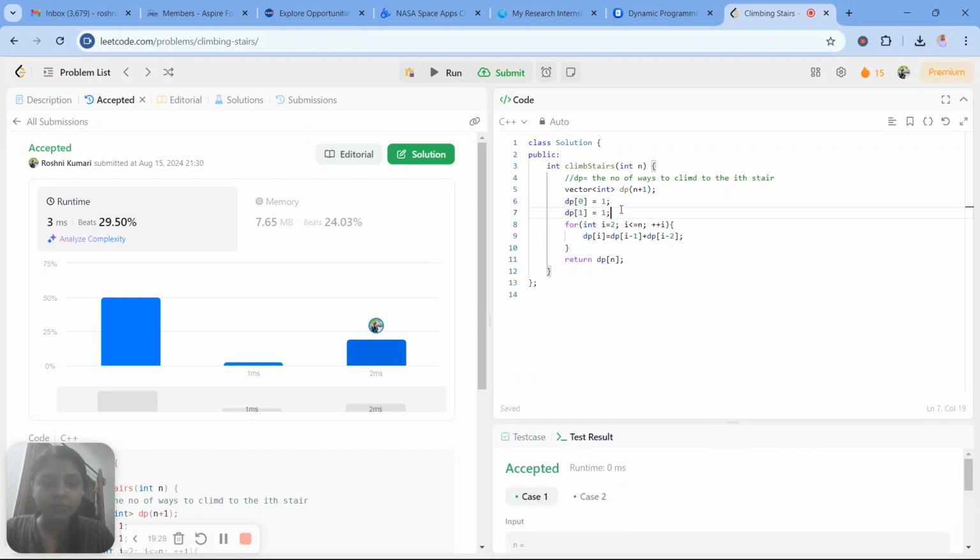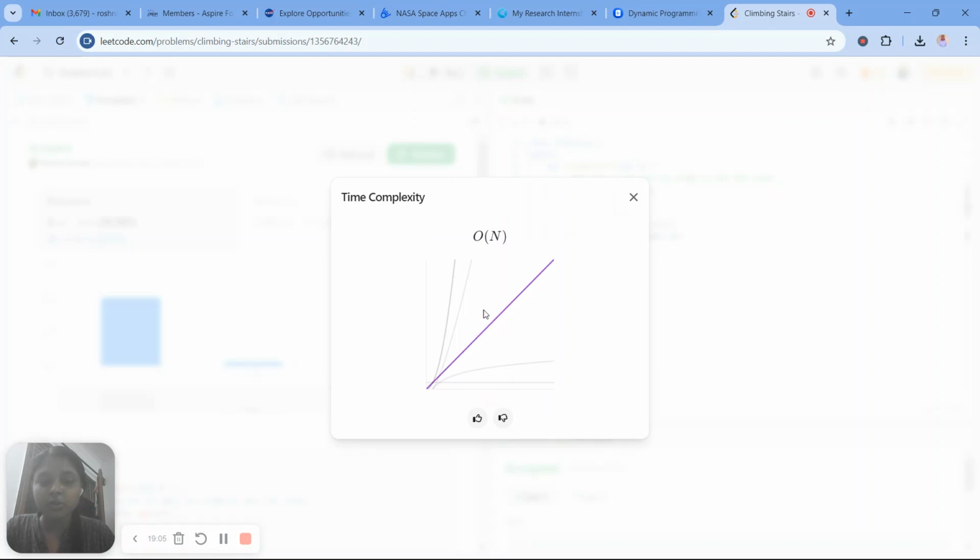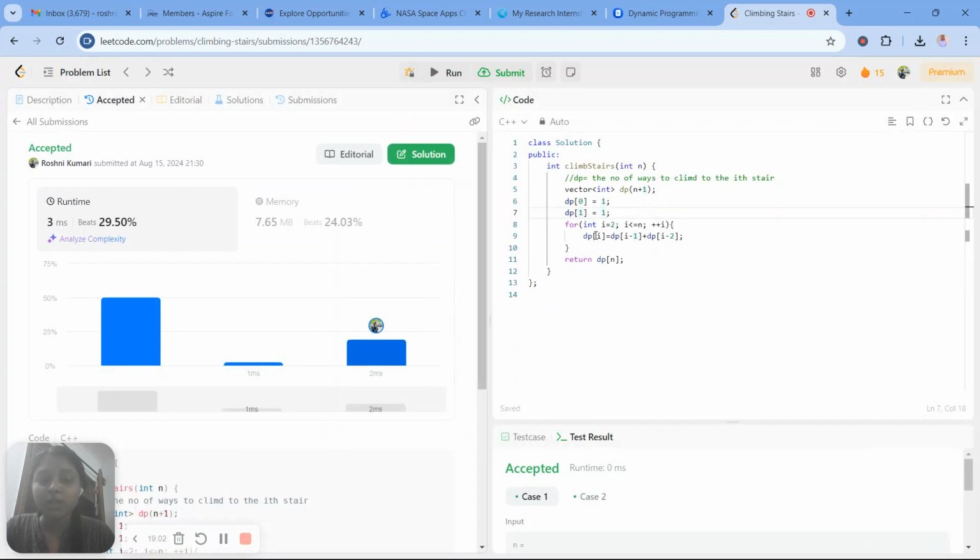So simple, we just have to go one step at a time. When we have 0 steps, there is still one way, and when we have climbed one step, it is given as 1 way. So we are just increasing one by one. If we see the time complexity here, it will be O(n). Basically we are using only one loop, iterating through n number of ways, so your time complexity will be O(n).